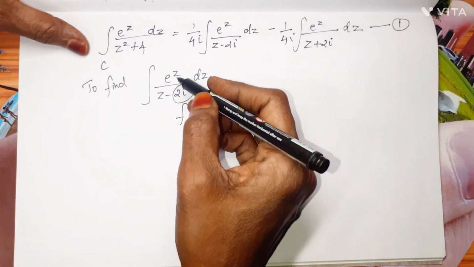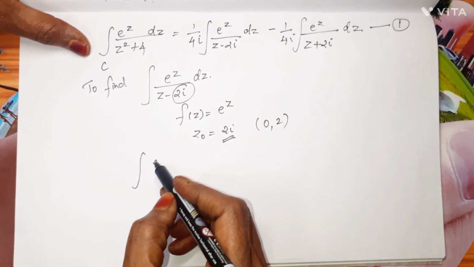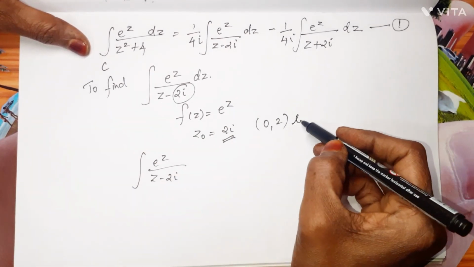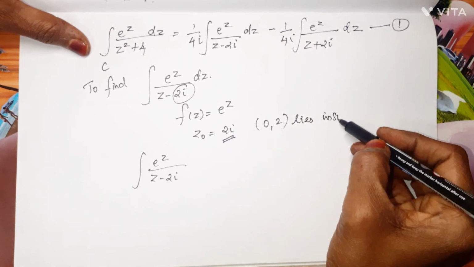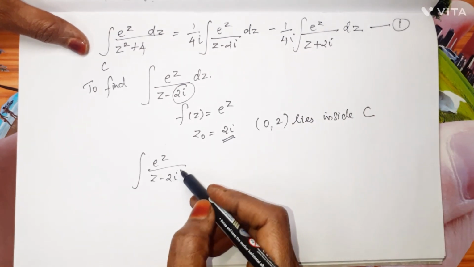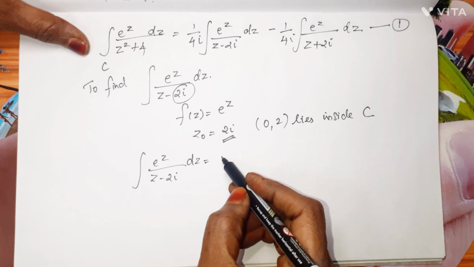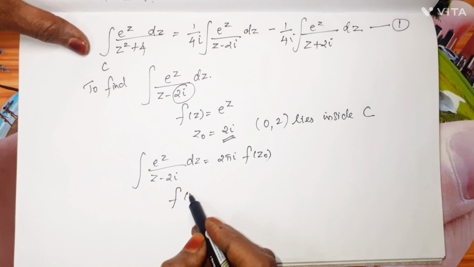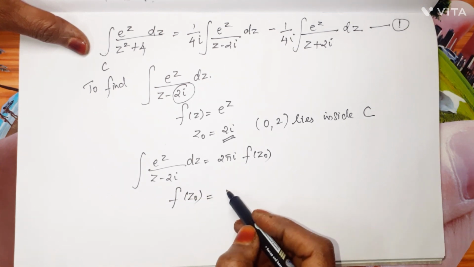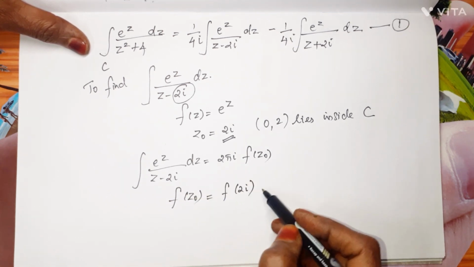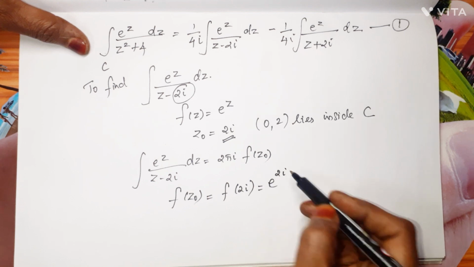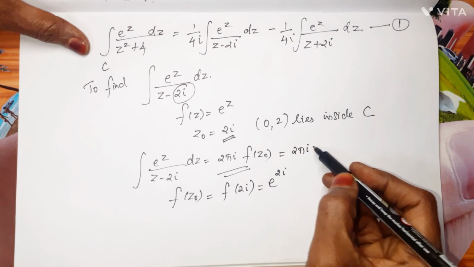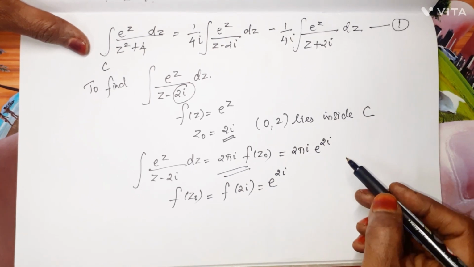So using the formula, this integration, integral e power z by z minus 2i, this point lies inside C. Therefore this is equal to 2 pi i into f of z naught. So f of z naught is nothing but f of 2i, which is equal to e power 2i. Therefore, this part is equal to 2 pi i into e power 2i.